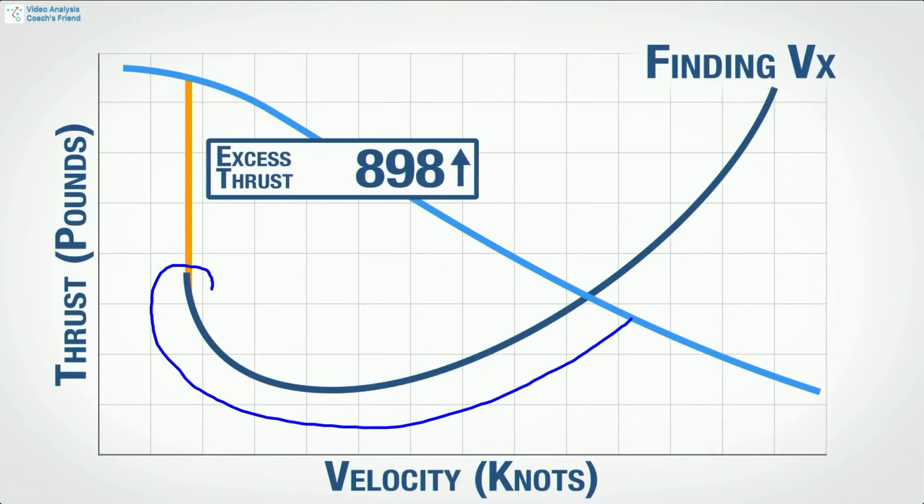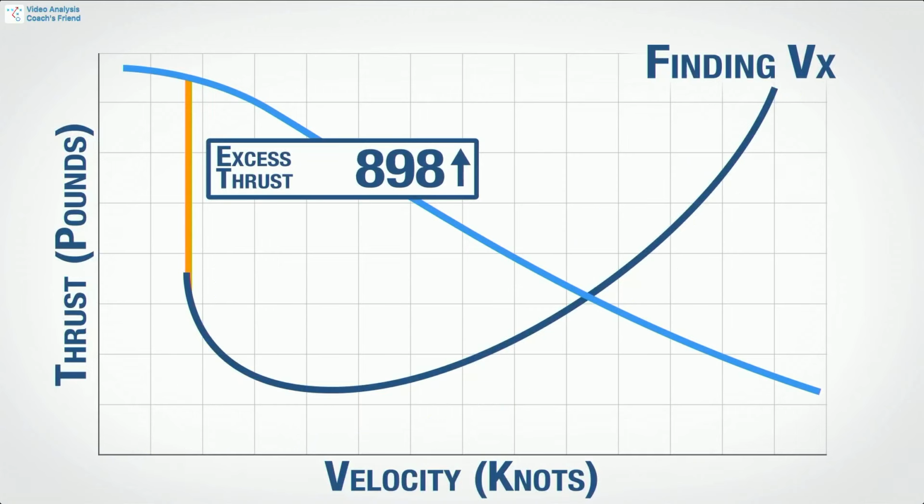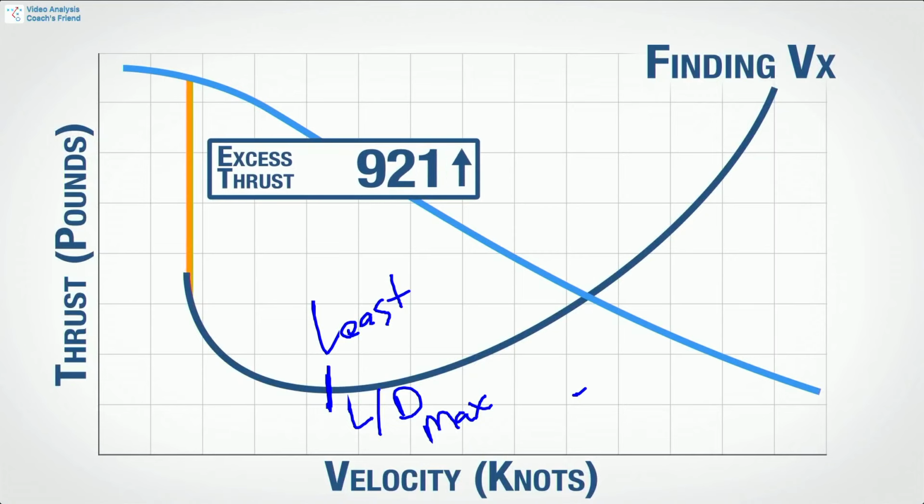This one right here is your thrust required curve. Essentially, this is also your drag curve. Thrust required and aircraft drag are the exact same thing. And if we look, you can see we've got a minimum point right here. That's the least amount of drag. We call that lift drag max, or LD max. It's the point where the aircraft can generate the most lift compared to drag. And this is a speed.